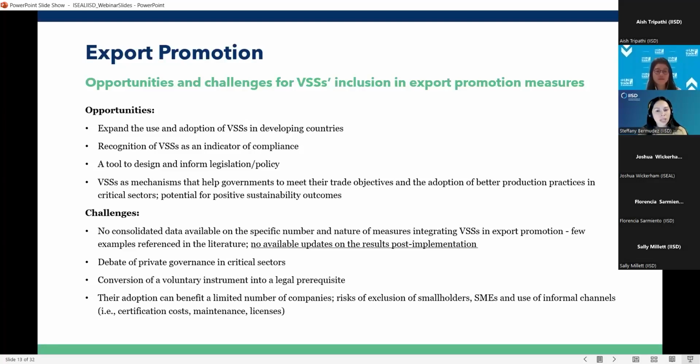Despite these, some challenges exist in their integration, including the risk of transforming a voluntary instrument into a legal requirement, potentially excluding farmers or small and medium enterprises from accessing markets. And also we found that there is a lack of consolidated data on the number and nature of measures that integrate the standards, voluntary sustainability standards, in export promotion measures. So this is a challenge that we come across in the policy instruments that we analyzed.